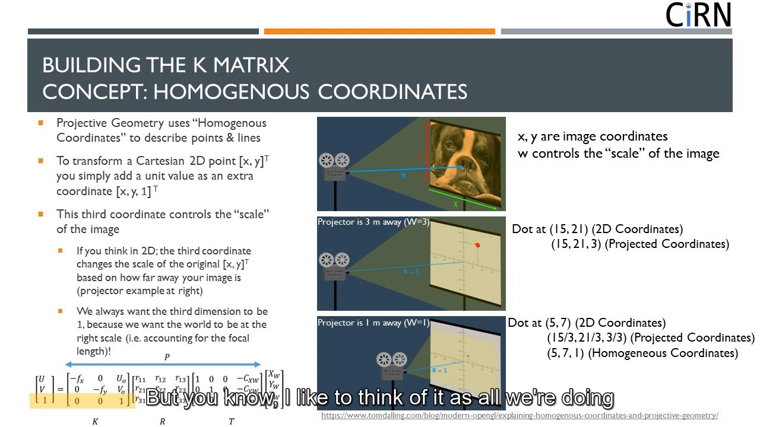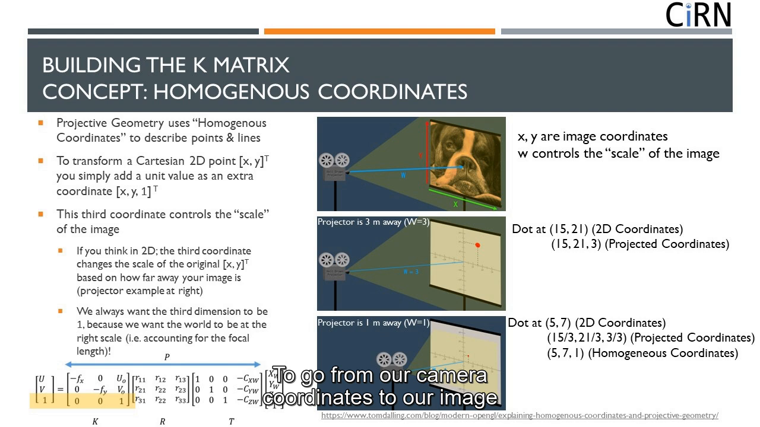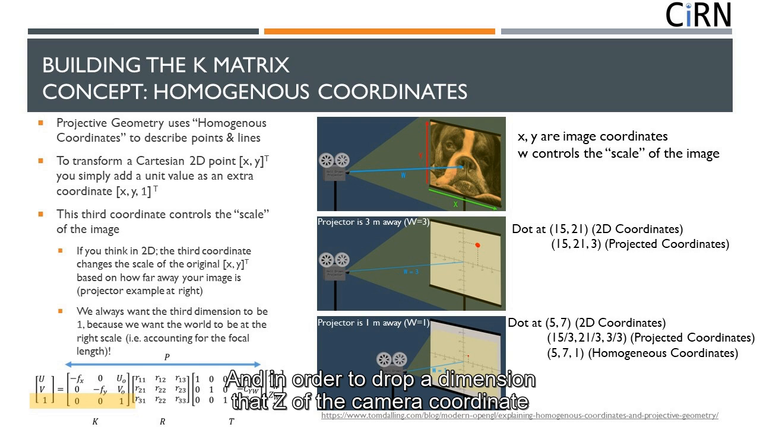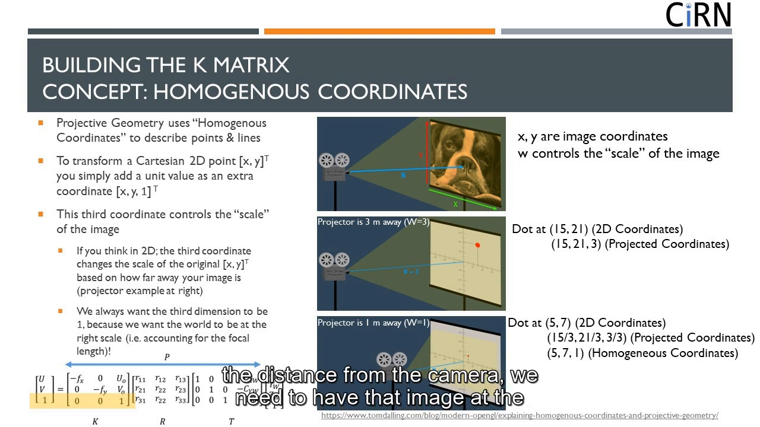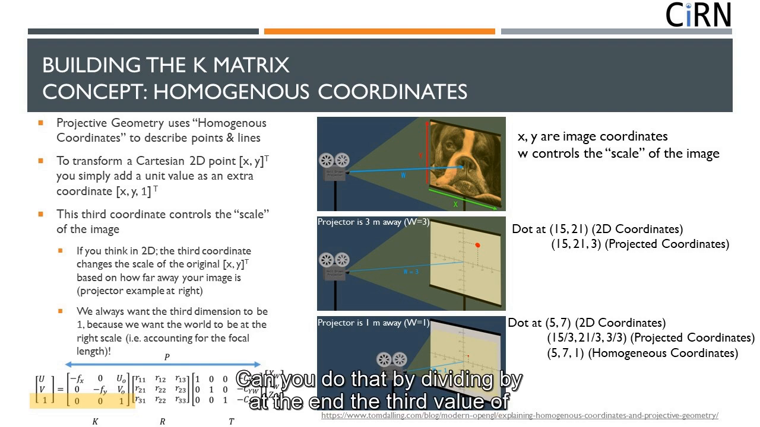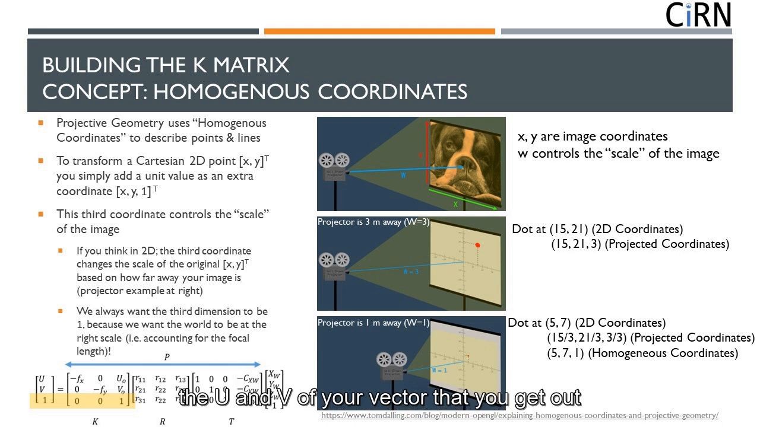But I like to think of it as: all we're doing at the end here to go from our camera coordinates to our image coordinates is dropping a dimension. And in order to drop a dimension, that Z of the camera coordinate, the distance from the camera, we need to have that image at the right distance from the camera. And you do that by dividing by, at the end, the third value of the vector that you get out. So it's U, V, 1.